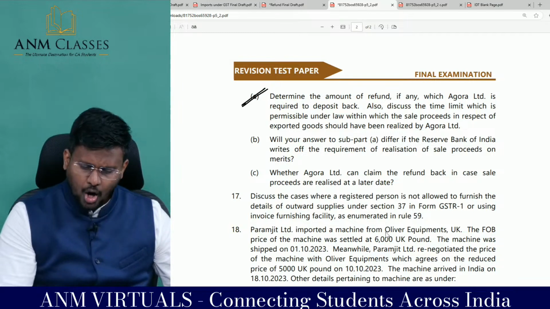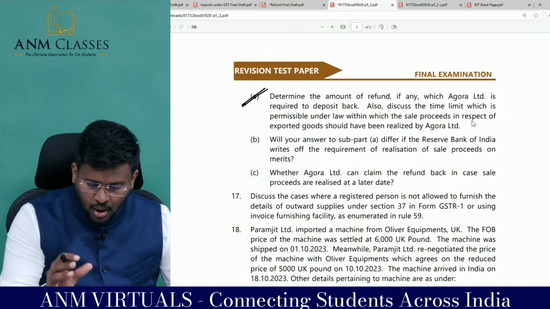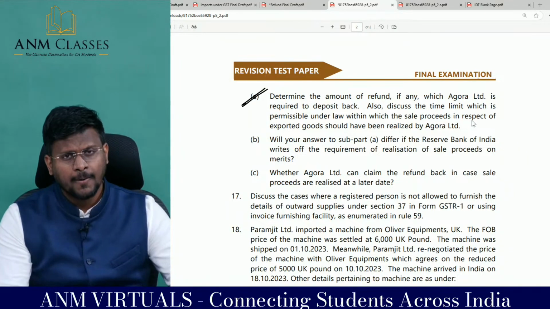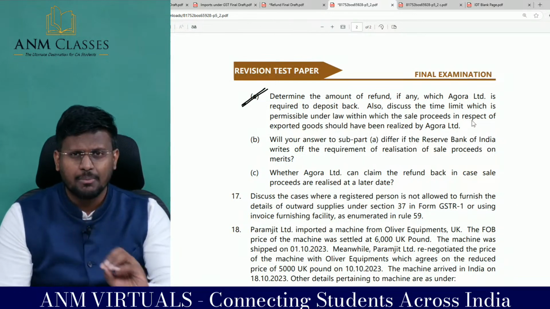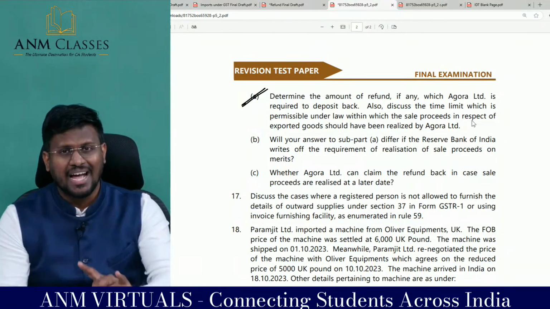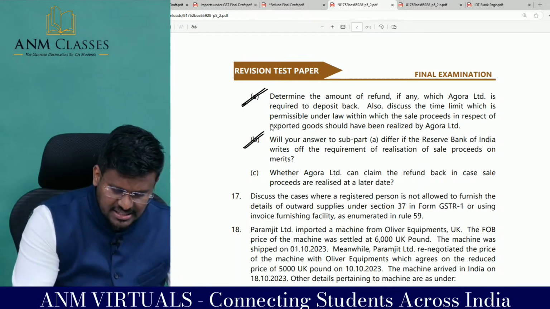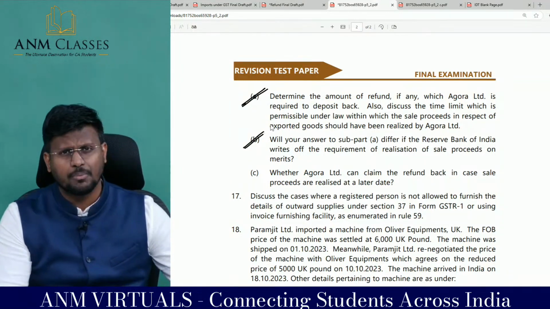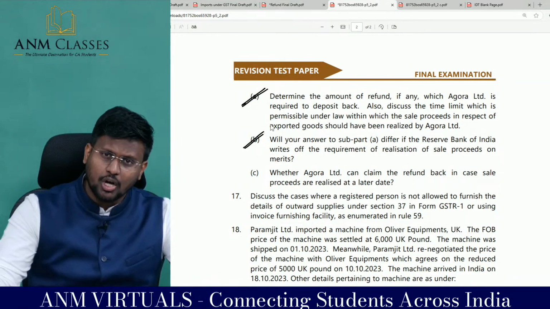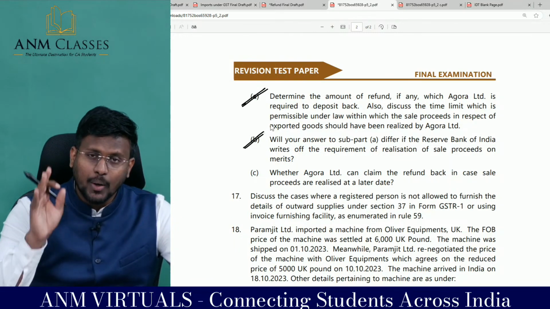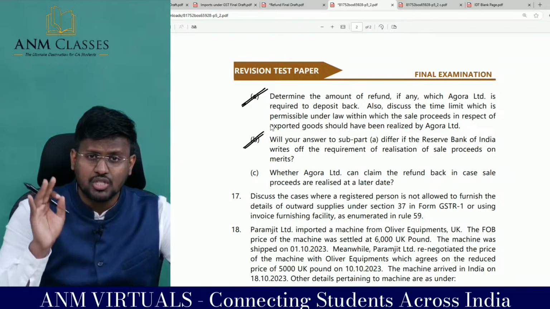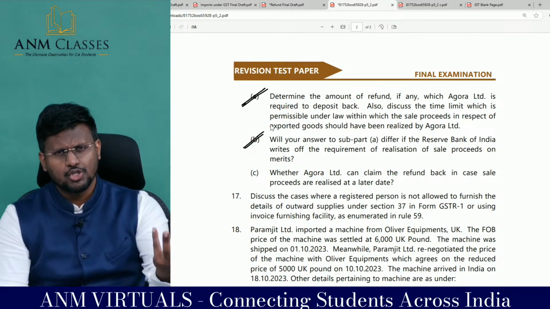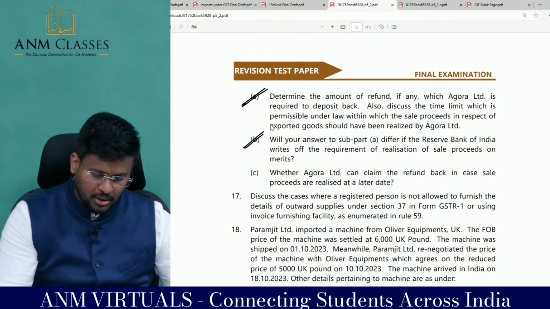Also discuss the time limit permitted under law, within which the sale proceeds in respect of export goods should have been realized by Agora Limited. As per GST Act, no particular time limit has been prescribed. You have to repatriate that money as per the FEMA Act. Will your answer in subpart A differ if the RBI writes off the requirement of realization of sale proceeds on merits? Yes. If RBI writes off, then there is no need to repatriate. Even though you have not repatriated that money within the time stipulated by the statutory body, my dear lovable students, there is no need to give back that refund to the department.